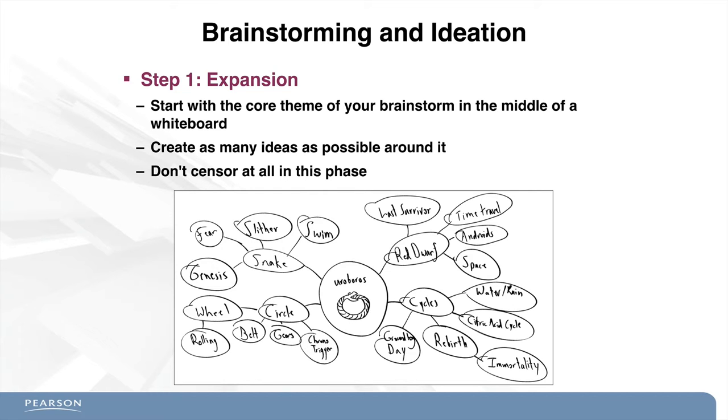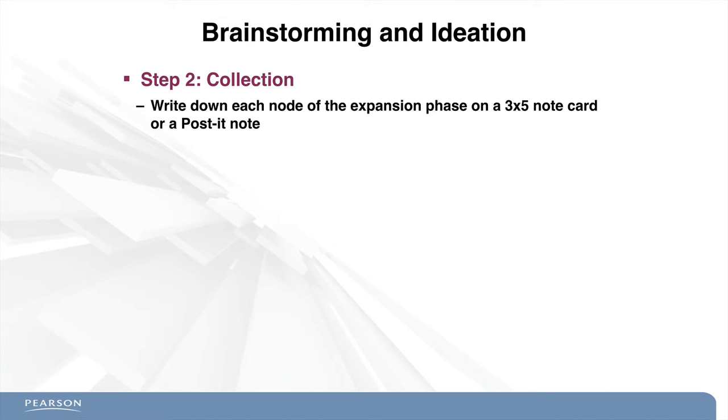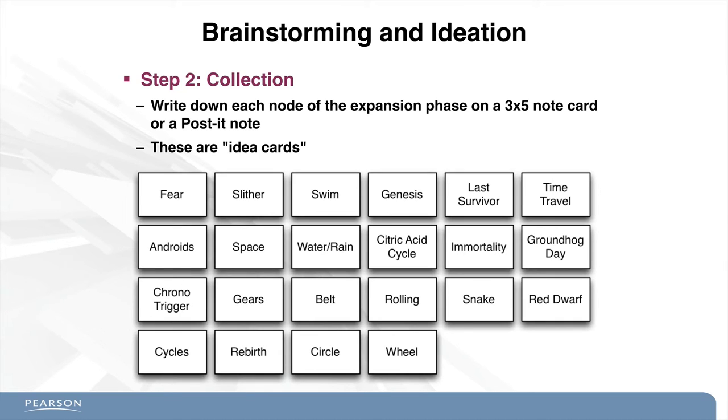After I'd done this for a while, I moved on to step 2, collection. In collection, you take all of those things that you wrote down on the whiteboard and put each one on a 3x5 note card or Post-it note or something like that. You can pick whatever you want to write it down on. These are idea cards, and each represents one of the things that you wrote down in the previous phase. Here's an example of tons of them that I wrote down. I wrote down everything regardless of whether I thought it was a good or bad idea. Again, no censoring at this phase.